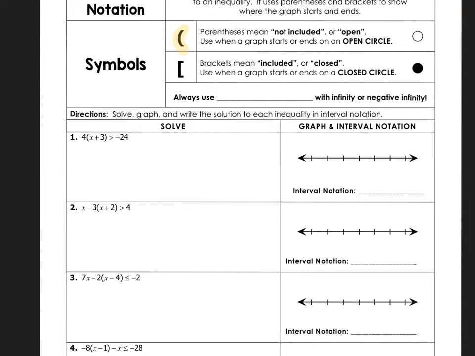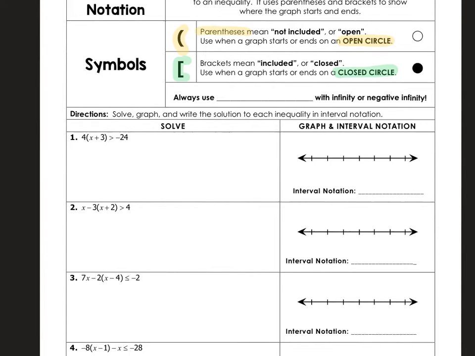So here we have a parenthesis. Parentheses we're going to use when we're using an open circle, so making sure that that point on the graph is not included. And then we're going to use what's called a bracket when we're using a closed circle, meaning that number is included on our graph.